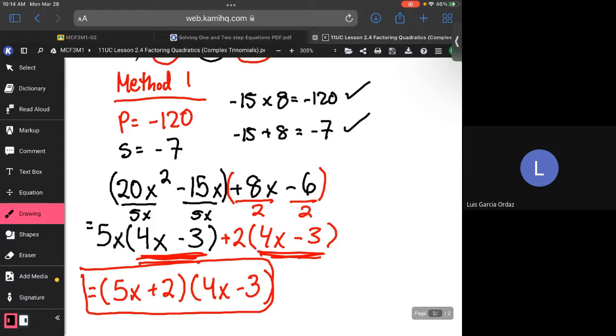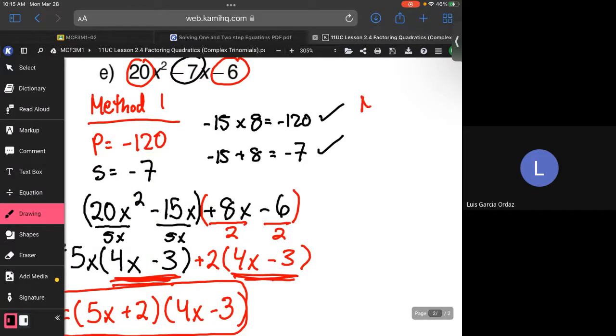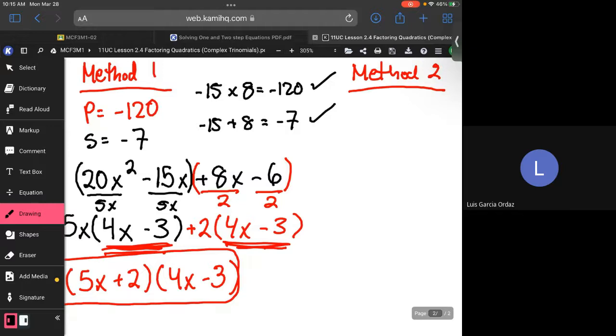So for this one, the crisscross method would be more tedious than the grouping one. So I'm going to do method 2 over here. The reason why method 2, the crisscross method, would be more difficult is because you can multiply numbers to get 20 a lot of ways, right? You can do 2 times 10, 5 times 4, 20 times 1, and so on and so forth. When you're working with bigger numbers like 20x squared, factoring by grouping would work best. Doesn't matter. So method 2, let's say we have 5 and 4.